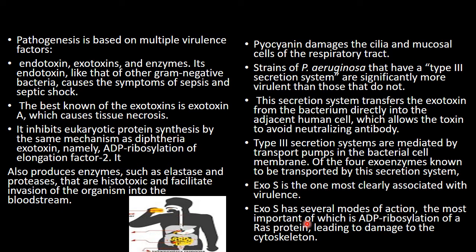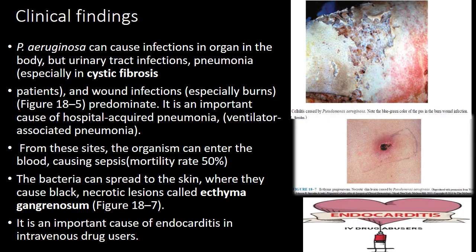XOS has several modes of action, the most important of which is ADP ribosylation of Ras protein, leading to damage to the cytoskeleton. Now, clinical findings. The first one is that it causes pneumonia, especially in persons with cystic fibrosis. It also causes urinary tract infection and wound infection.